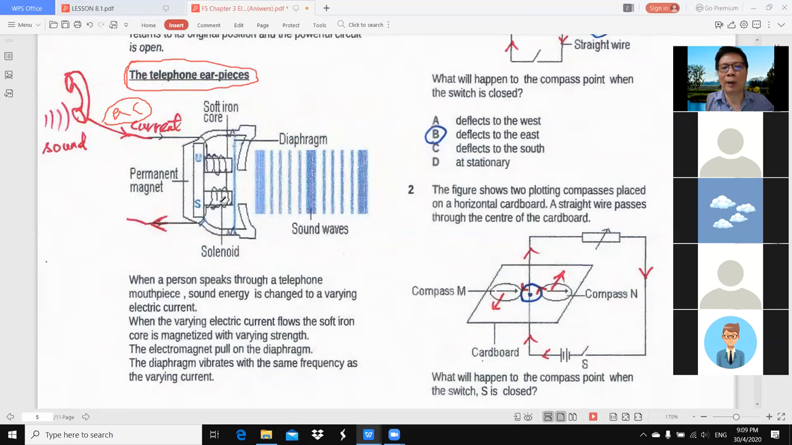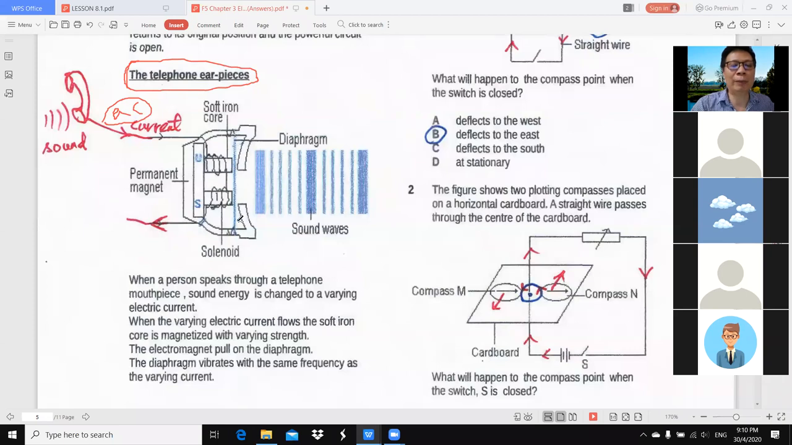So this varying magnetic field will vibrate. The magnetic field is actually vibrating, because it's not a constant magnetic field. It's a varying magnetic field that keeps changing. So this is a vibrating magnetic field. The vibrating magnetic field will make this diaphragm vibrate. Near your earpiece, there's a piece of black paper. This is the diaphragm. Because this magnetic field is vibrating, it will make this diaphragm vibrate.